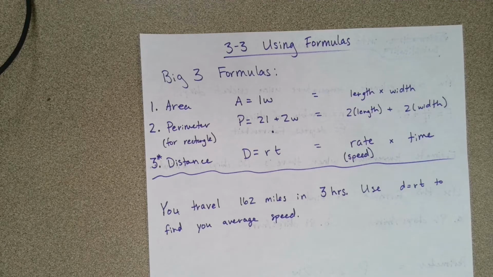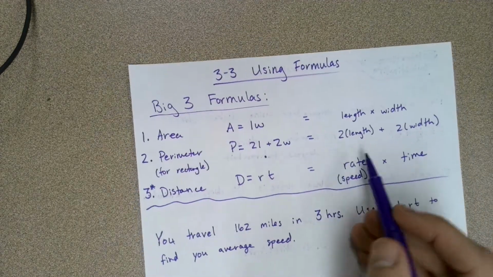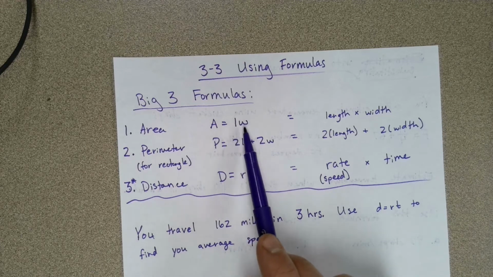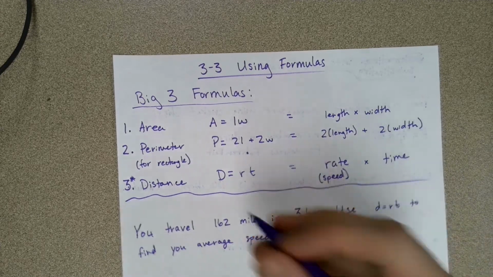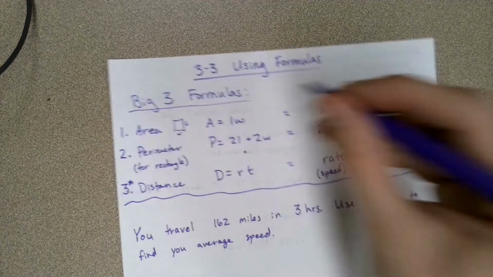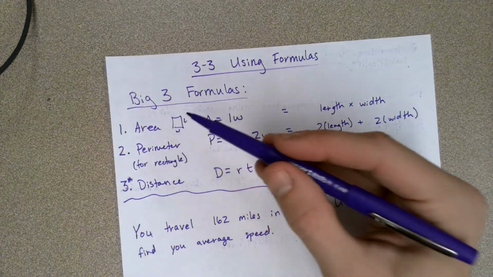To start off the lesson, we're talking about the big three formulas. I got three for you here. Might be a good time to pause, write down these three. Our first one is our area. I know you've done this before. Our area is our length times our width. That's when we're talking about an object. We use the length times width to find the area. The area is all of the area in between the shape.